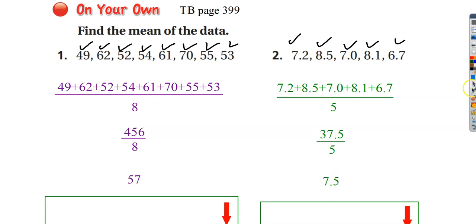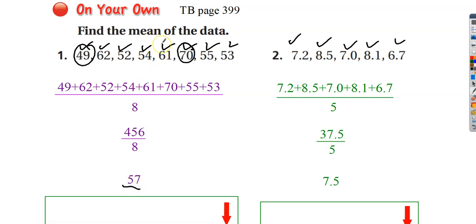Now, when you're looking at your answers, you know how we say you should ask, does that make sense? When I look at this data set, here's what I'm doing, kind of just eyeballing it. I usually look at the highest number and the lowest number. I see a 70 and I see a 49. So I think it makes sense that 57 is the mean for this data set.